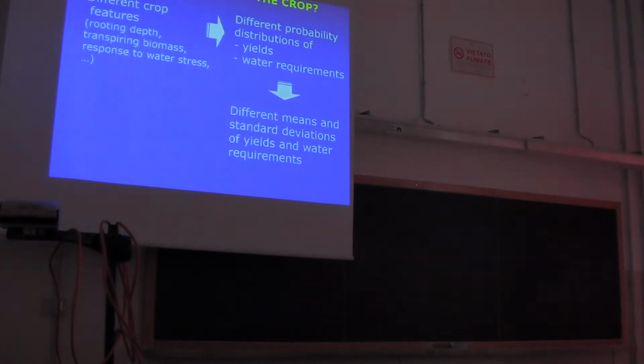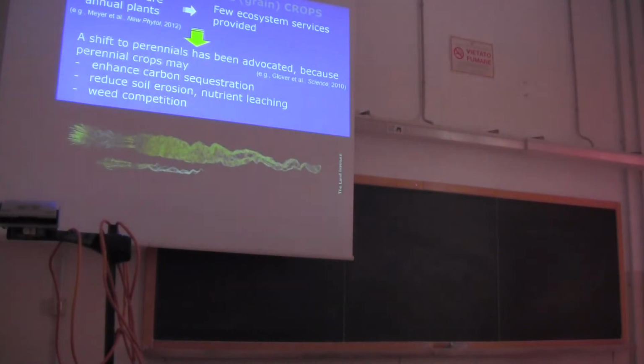Now, this means that if we go back to the tool I presented, there will be different distributions of yields and water requirements. So we can compare what happens with different crops from the point of view of food security and water requirements. Now, I could start playing around a bit and show you some ideas how the maize compares with wheat, for example, and so forth. I will go a slightly more radical way.